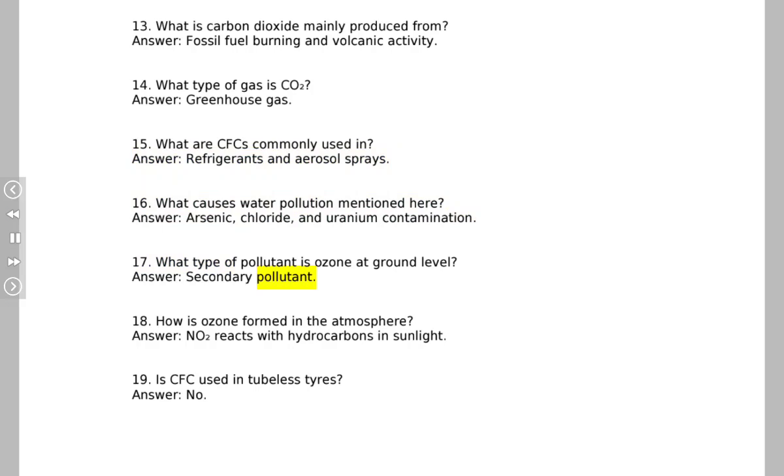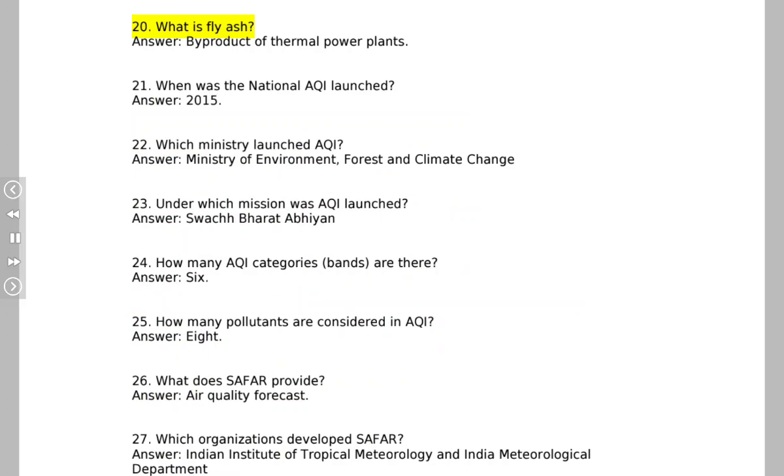17. What type of pollutant is ozone at ground level? Answer. Secondary. 18. How is ozone formed in the atmosphere? Answer. It reacts with hydrocarbons in sunlight. 19. Is CFC used in tubeless tires? Answer. No. 20. What is fly ash? Answer. Byproduct of thermal power plants.